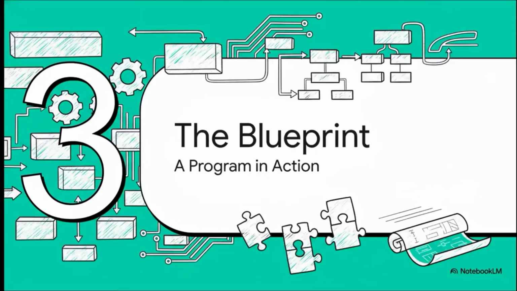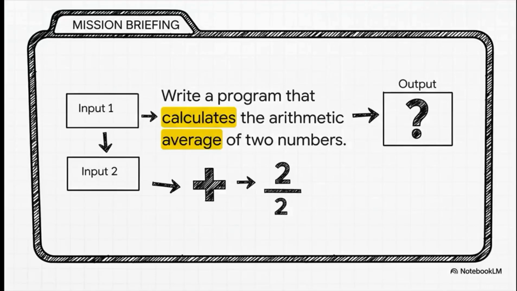All right, theory's one thing, but let's actually see how this works in practice. We're going to walk through the blueprint of a very simple program to really see this modular approach come to life. So here's our mission. It's super straightforward. We need to make a program that can take any two numbers and figure out their average. It's simple, for sure, but it's absolutely perfect for showing how these modules work together.